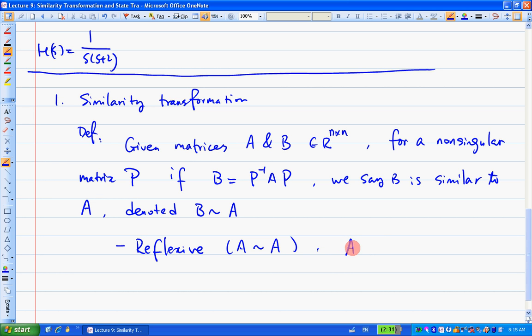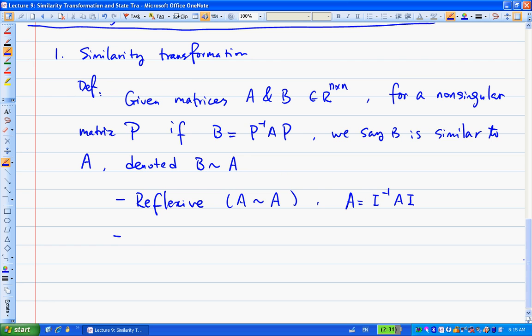And why is that? Because you can always find a relationship of this kind. You can always use the identity matrix: identity matrix inverse, then A, then I. So that satisfies this similarity condition. And secondly, the symmetric property. The symmetric property basically says A similar to B implies B similar to A.